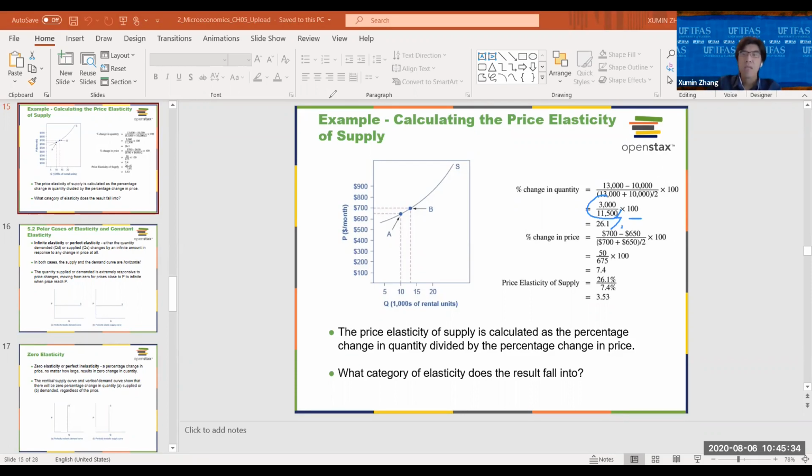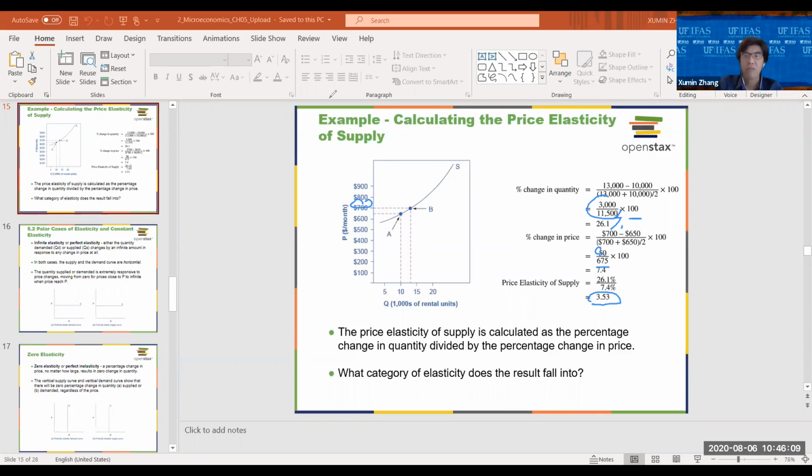26.1%. We do the same for the price, which is 700 for one point, and for point A, the price is around 650. First we calculate the difference, which is 50, and then we divide it by the middle point, which is the price. Then we get the percentage, which is 7.4%. So the result is 3.53, which is the price elasticity of supply.